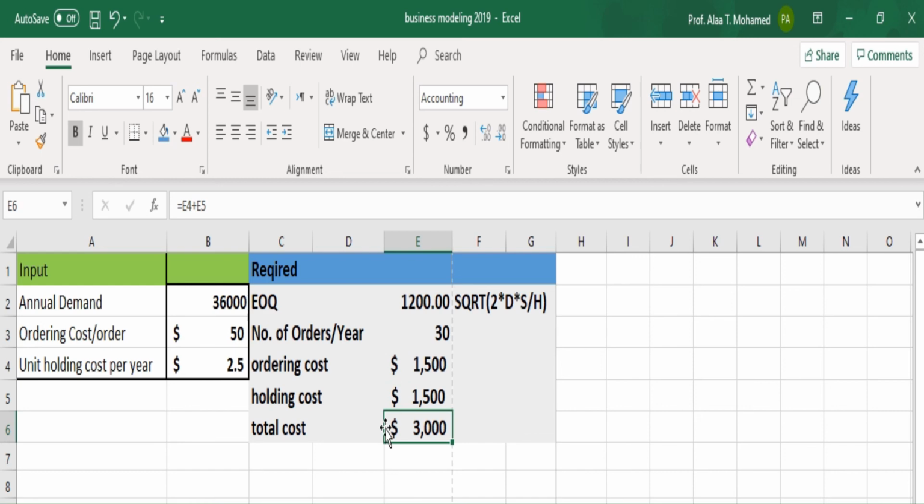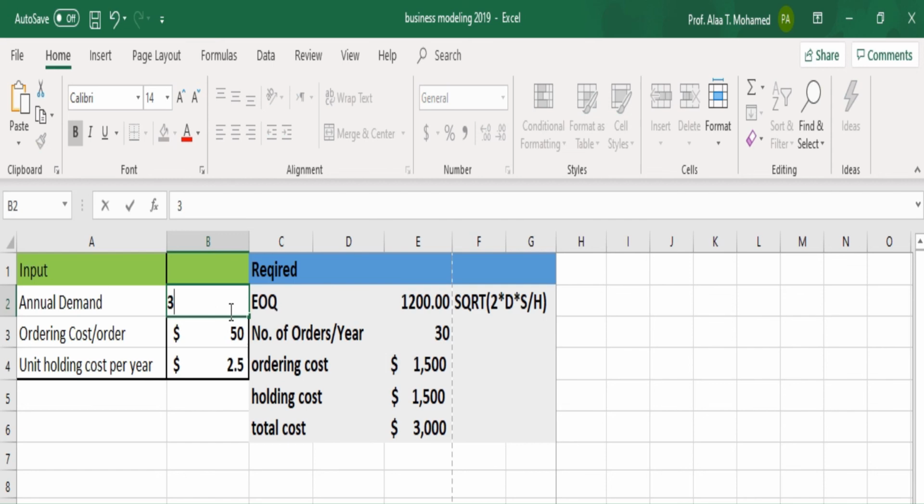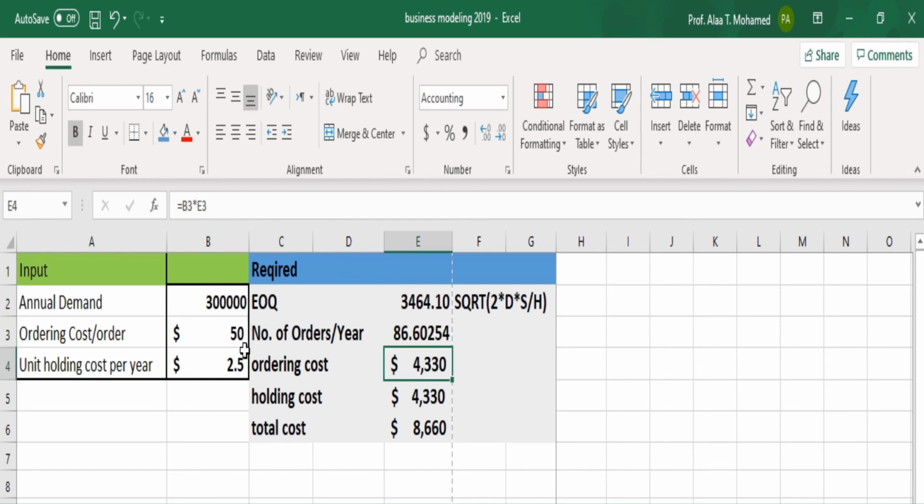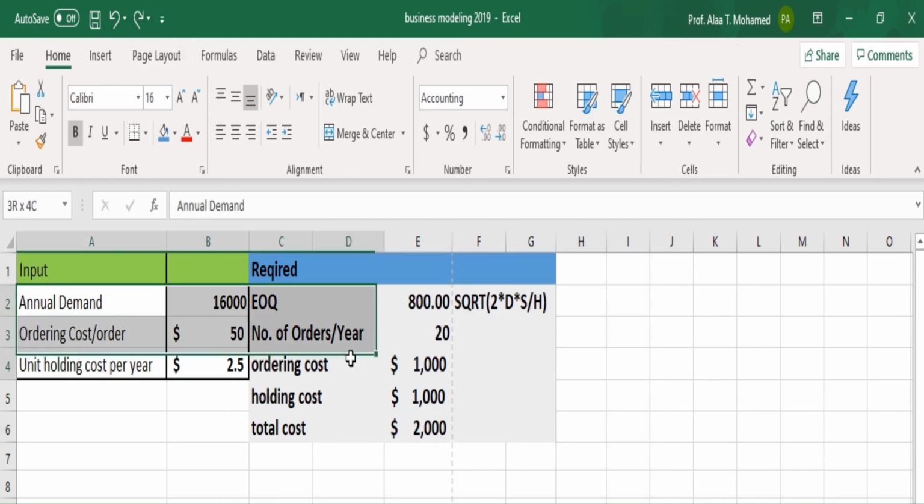Total cost is 3,000. If you have, for example, 300,000, you see, if you change the order cost, instead of 50, you make it, for example, 40. Everything is changed. Okay, we return back to our example. So this is the main example.